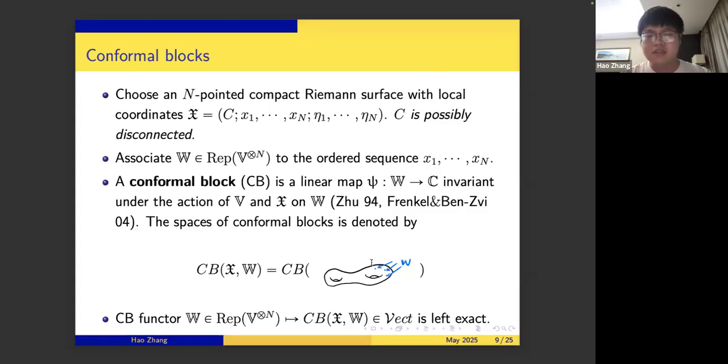The finite dimensional condition is guaranteed by the C2 cofinite condition. And the conformal block functor from the category of V tensor n modules to the finite dimensional vector space category is a left exact functor. It follows directly from the definition of the conformal block.